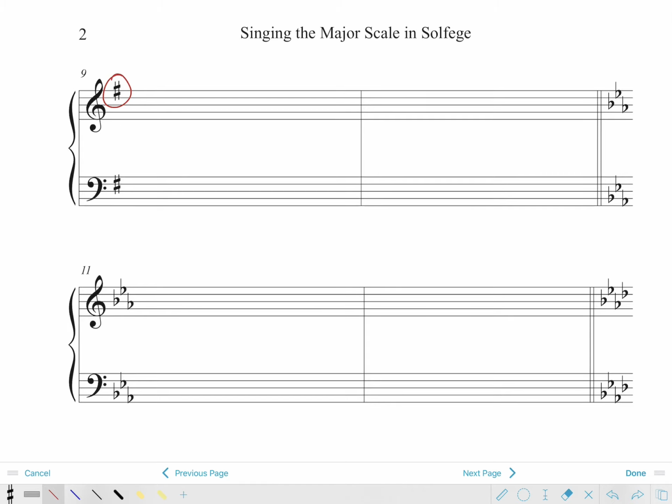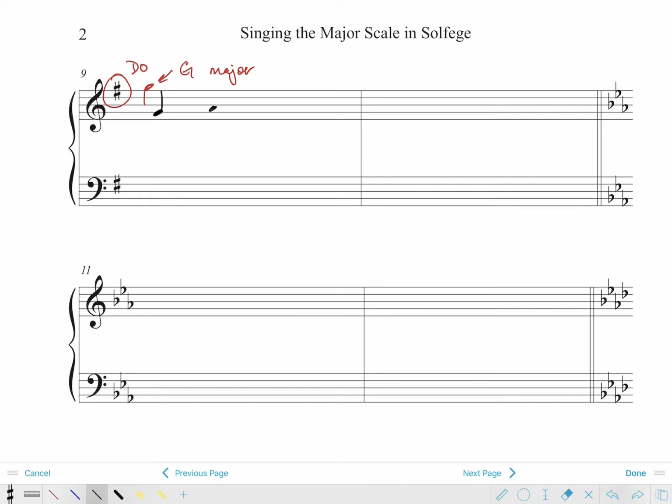We have a single sharp. The single sharp is on F sharp. I go up a step to the next note, which is going to be G. Therefore, this note here, G, is the name of the key, and that note also will be called do. We will sing do on all of the G's. Here's G in a lower octave.